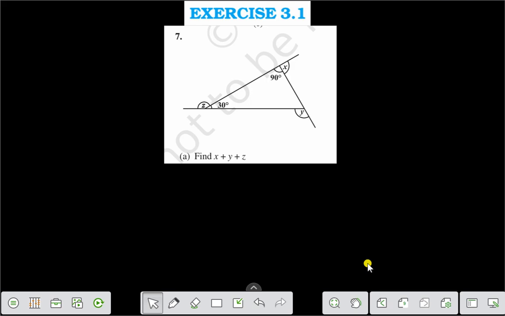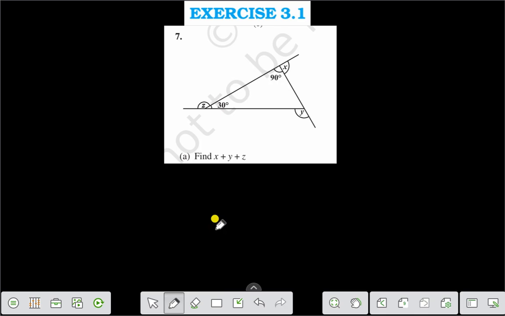Hello everyone. Today we shall discuss exercise 3.1 question number 7. Here a figure is given and you have to find the value of x plus y plus z. That means you have to find the value of x, y and z. Let's find from the figure.